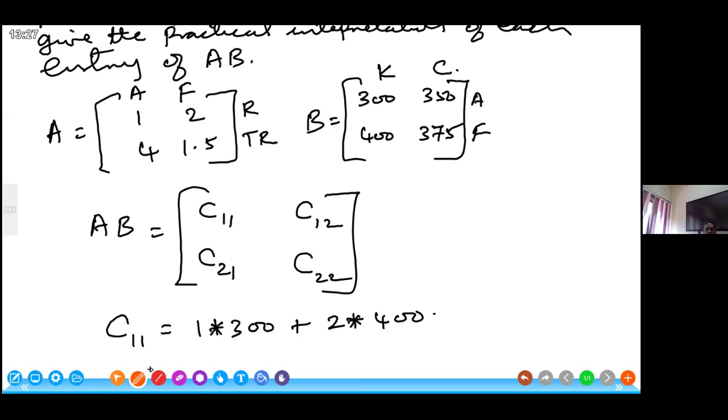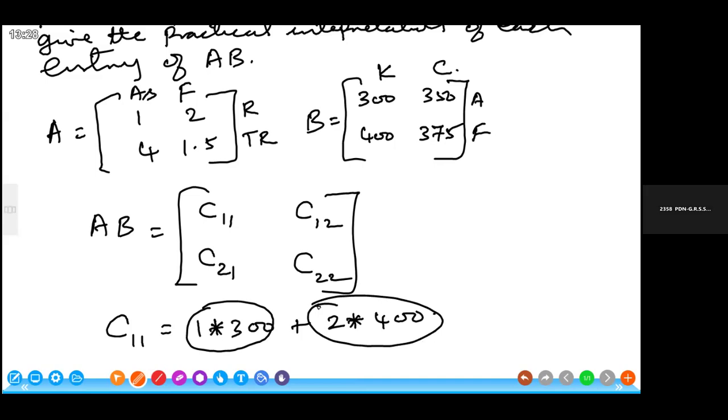Right? For what? This is the cost for assembling. Isn't it? It is the cost for assembly, and it is the assembling cost.